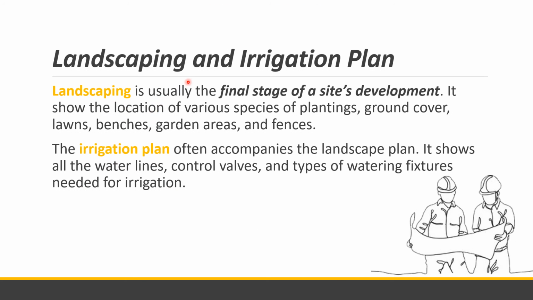Another is a landscaping and irrigation plan. You're familiar with landscaping, no? Landscaping is also made with plants. So the landscape of a house or a commercial building is also designed. For example, in a mall, the landscaping is also designed. Landscaping is usually the final stage of site development, so that's the last thing to be finished. It shows the location of various species of planting, ground cover, lawns, benches, garden areas, and fences.